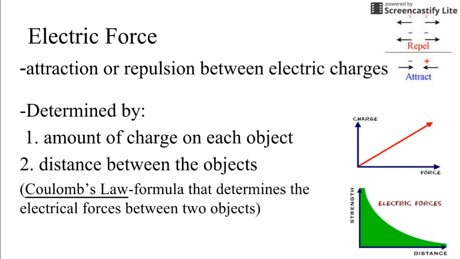Now, think back again to our I can statement for the day. We want to make sure we know how the electric force, the amount of charge, and the distance between the objects all relate. So we're going to get into that right now. Electric force is the attraction or repulsion. Are they coming together, or are they pushing apart? It is determined by how much charge is on the object and the distance between the objects. This is Coulomb's first law. It's basically a formula that tells us those electrical forces between the objects. And again, we worked with that yesterday in the electrostatic charge simulation.